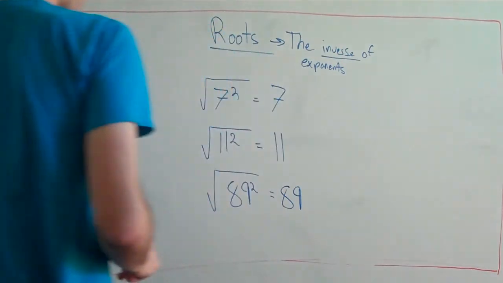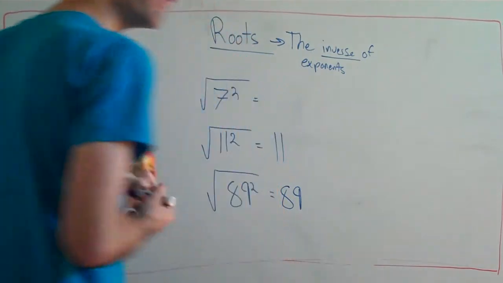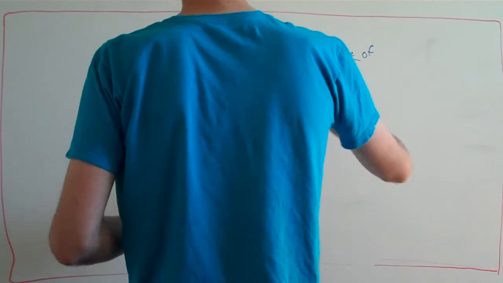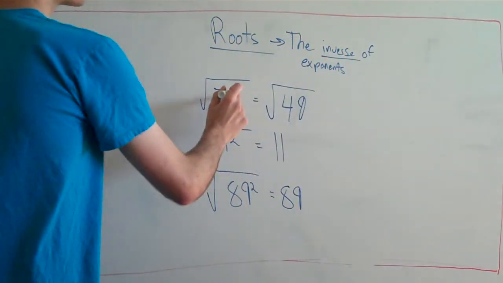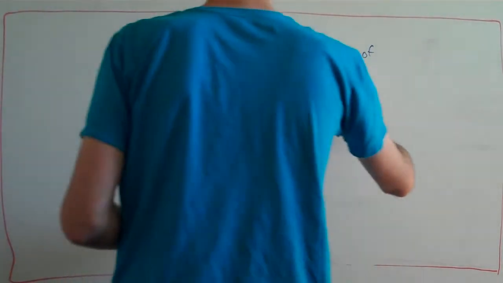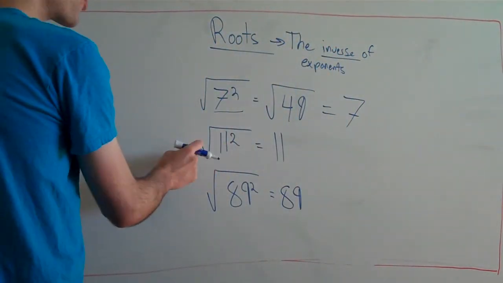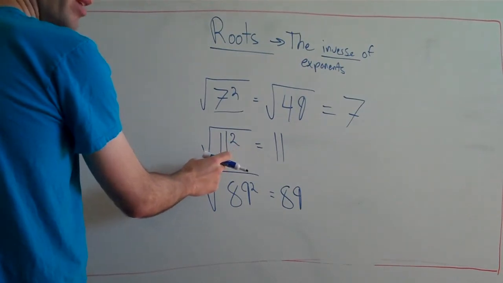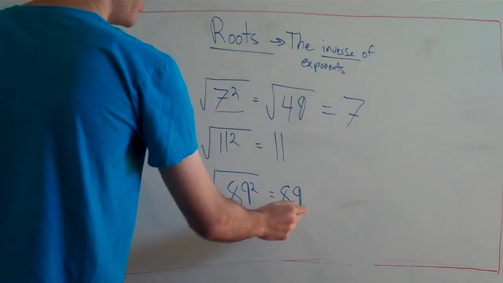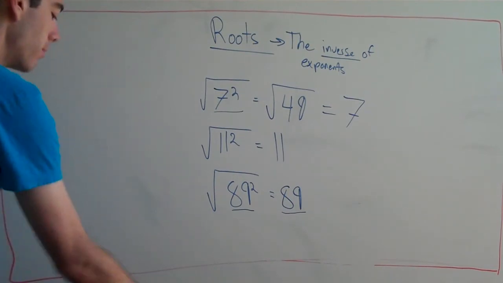Let me show you why. I'm going to do the full steps. I'm going to solve the exponent first. The square root of 7 squared is also equal to the square root of 49, because 7 squared equals 49. Right. What's the root of 49? 7. 11 squared is 121. The square root of 121 is 11. Same for any number. You can put any number in here. It's going to turn out to be the same. Deal? Excellent. Way to go. That was quick. Caught on super quick today.